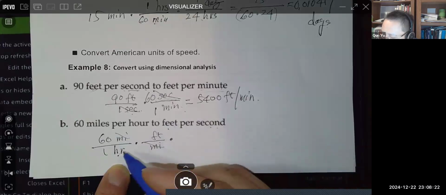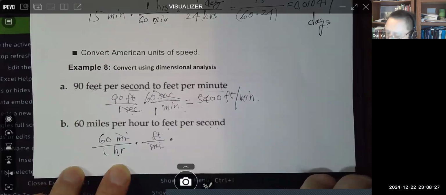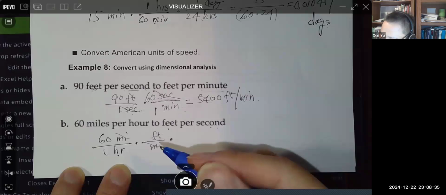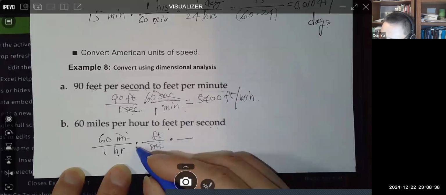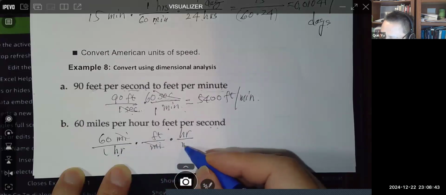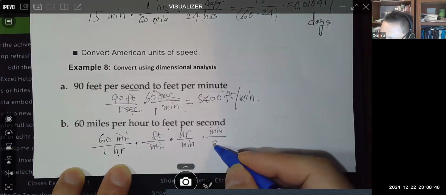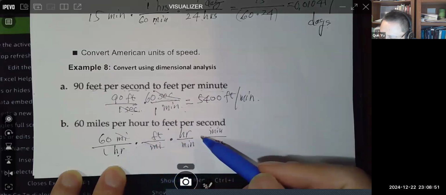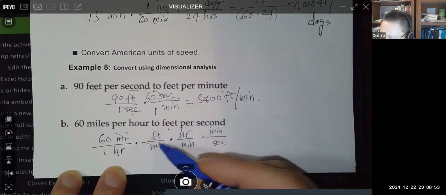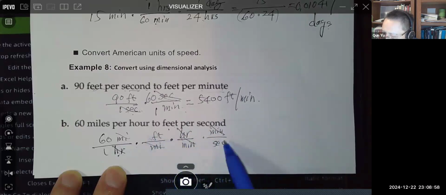At this point, you can do it in one step if you know 1 hour equals 3,600 seconds, or you can do it in 2 steps, from hour to minute, from minute to second. It's totally up to you. So I'm going to do it in 2 steps. To cancel hour, we need to put this on top because it's on the bottom. Convert to minute. Then we cancel minute to get second. Now after it's set up, you see all of these units canceled, except the ones we don't want to cancel. The only thing left is feet per second.